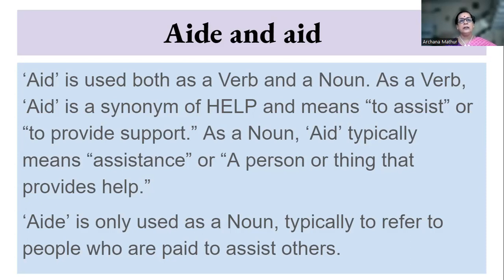Right? But when we come to A-I-D-E, it is only a noun. That is a person who is being paid to help others. Like we have somebody who's working for the underprivileged, or a person who's working to help animals in distress, that person per se is the aide, but it's pronounced in a similar fashion. A-I-D and A-I-D-E are both pronounced in the same way. So aid is a verb and a noun both, but aide is just a noun.